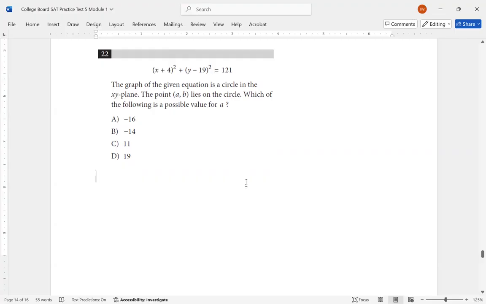Interestingly enough, what we're doing is looking at this equation of a circle and seeing how big the (x plus 4) squared can get here. Now I want to point out that when you take x plus 4 and square it, it's going to be positive. And also, when you take y minus 19 and square it, it is going to be positive.